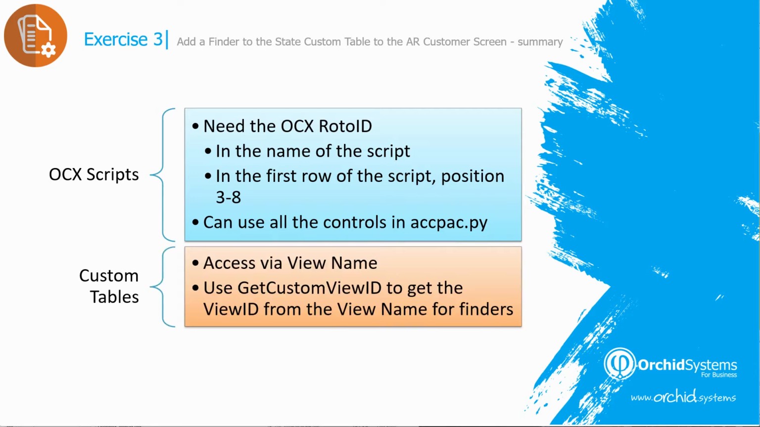For your custom table, you access your custom table via the view name, as you cannot be assured of what the view ID will be ahead of time. But Finders need the view ID, so you use getCustomerViewID to get the view ID from the view name for Finders.